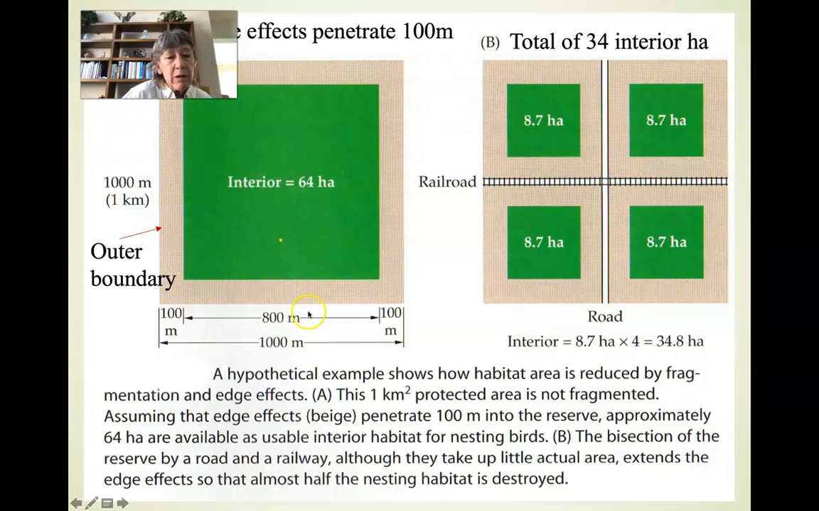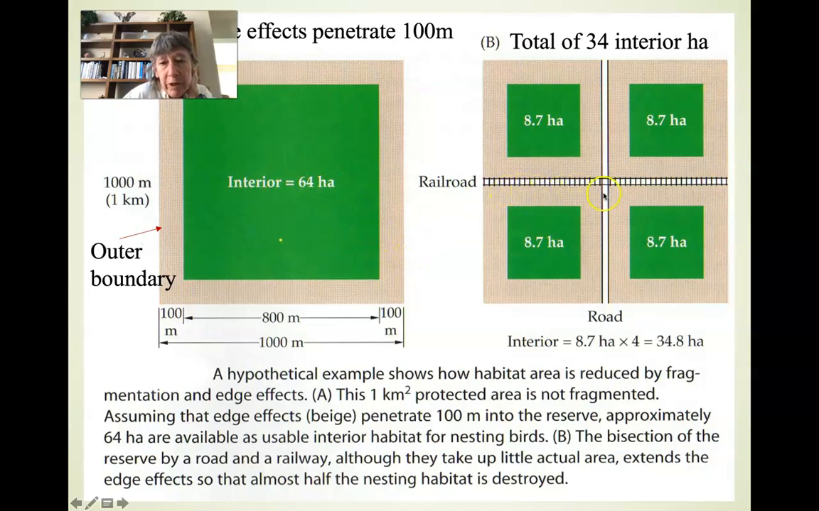We have the same thing here. The outer boundary of the reserve, edge effects 100 meters in, and then the inner boundary of the reserve. So the interior of the reserve is 64 hectares, and hectare is a metric unit of measurement. 1 hectare is 2.47 acres. And so what this picture shows is what happens when you fragment an area.